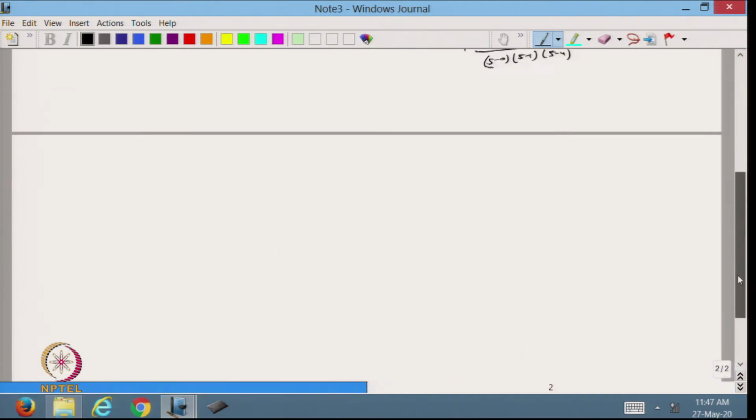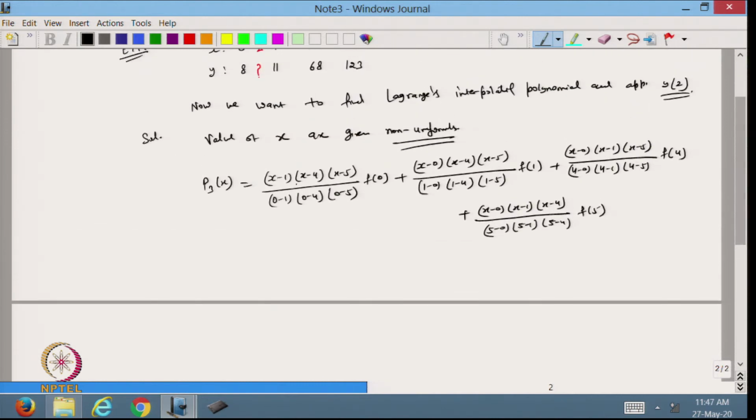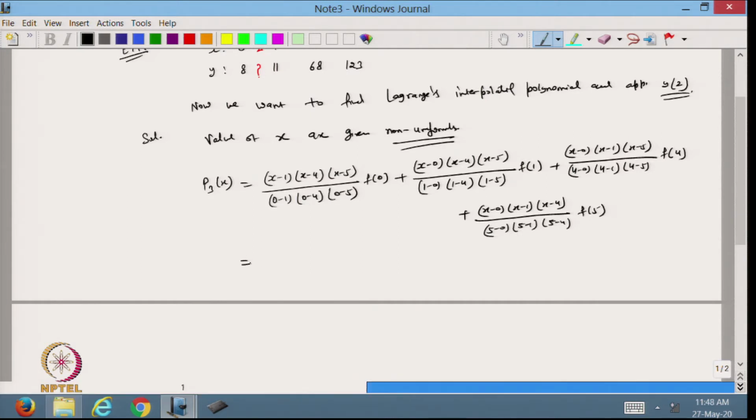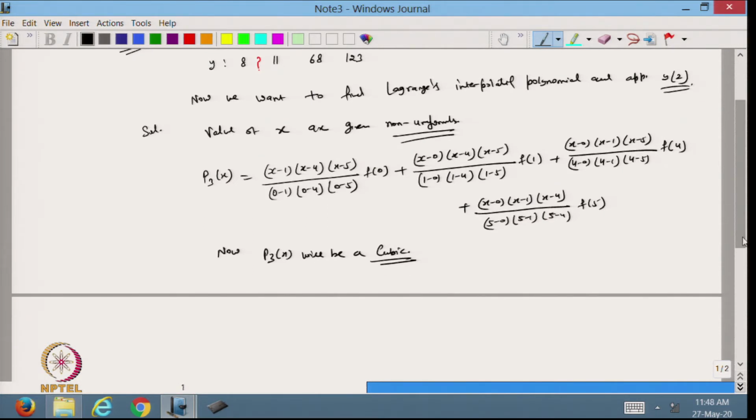Now, if I calculate this, I can see that I am going to get a cubic. So P3(x) will be a cubic, and then we have to do the calculation to find the expression. If somebody asks what the expression is, we will calculate all these values and write it in the form of the cubic expression.